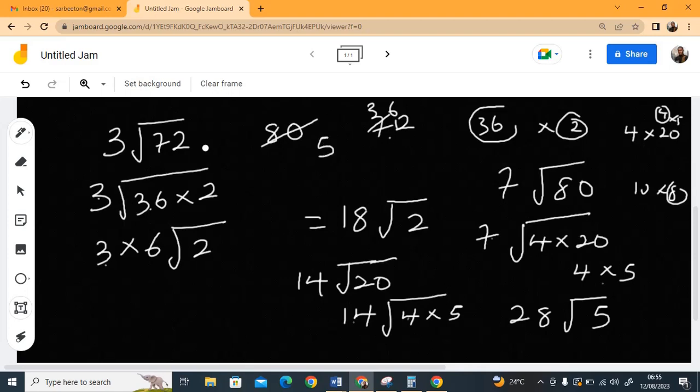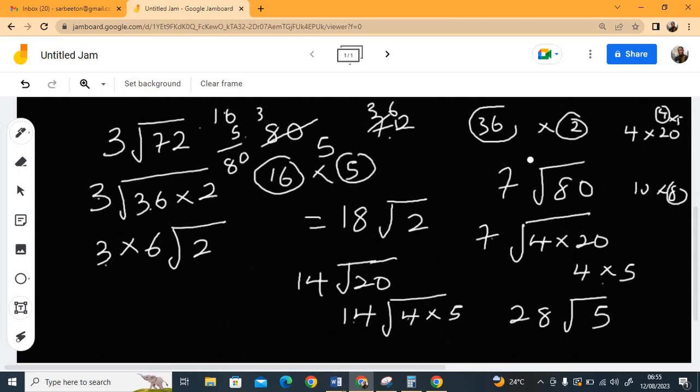Because 16 times 5, 5 times 6 is 30, you carry the 3, 5 times 1 is 5, 5 plus 3 is 8. So 16 and 5. 16 is a perfect square, times 5, which is a non-perfect square.